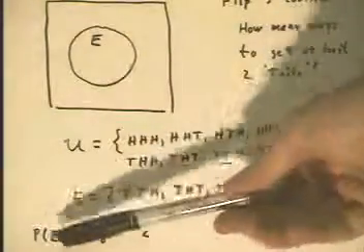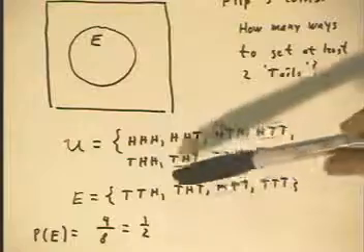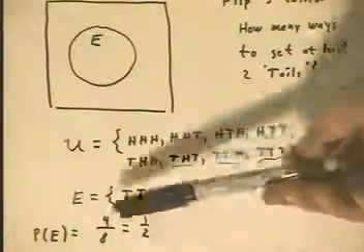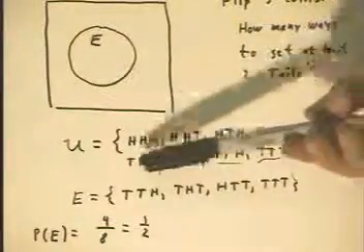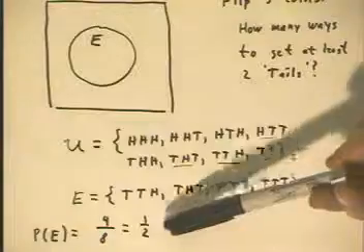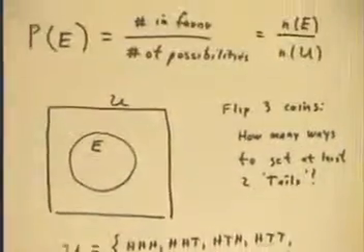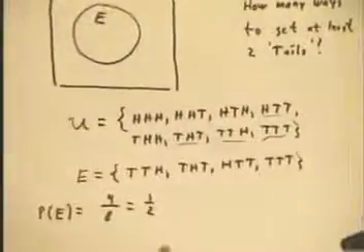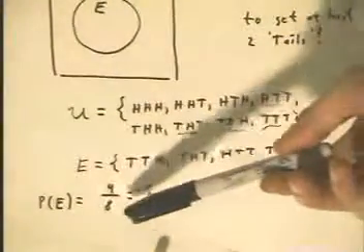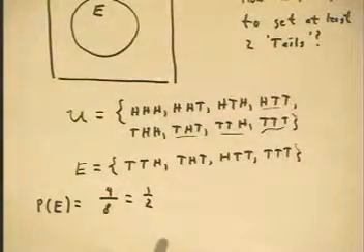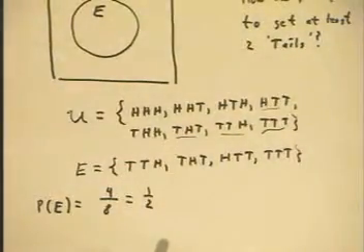Now the probability of the event is what? It's the number favorable to the event, that is the number in the set E, which is 4, divided by the number in the total set, the total number of possibilities, 8. And that's 1/2. Again, we see that that's the number in E divided by the number in U. The number of ways the event can happen is 4. The number of total possibilities is 8. 4 divided by 8 is 1/2, and that's our probability.